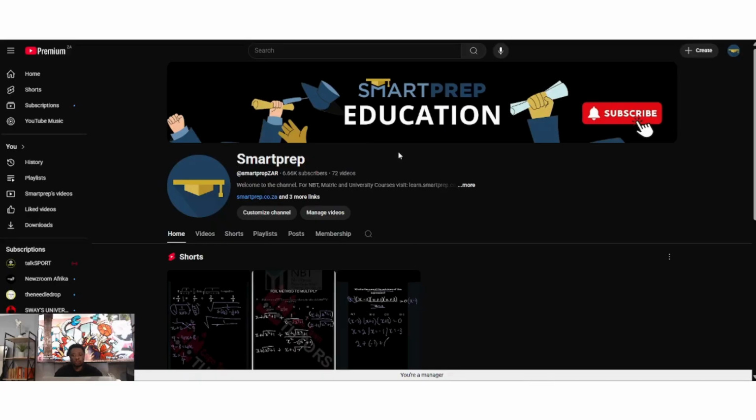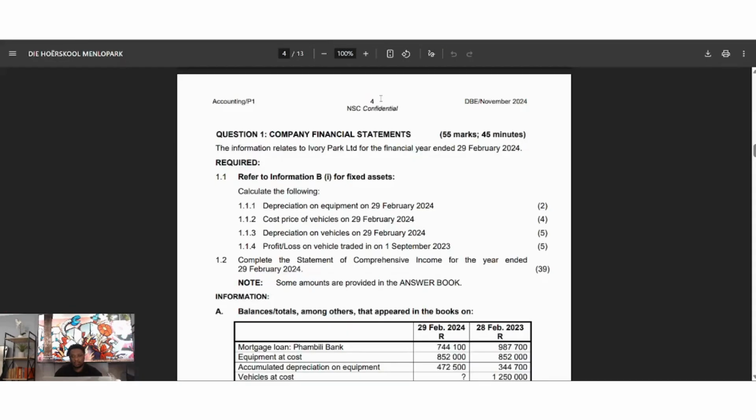So today we are looking at a November 2024 paper. In this video, we're going to be specifically looking at question one, and then in the next video, we're going to look at the rest of the other questions. Question one here is focusing on financial statements. There's a substantial amount of marks, basically a third of the paper. It's 55 marks, 45 minutes. And we have the following questions to answer.